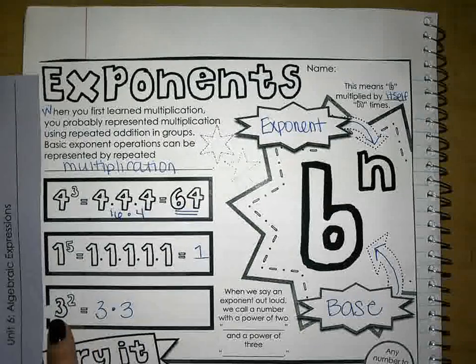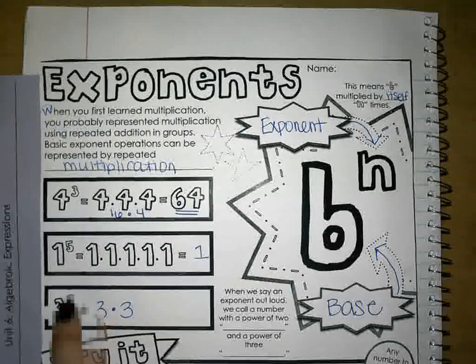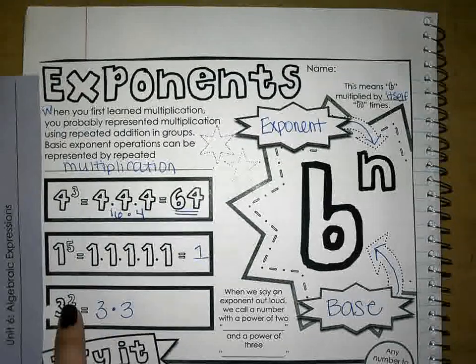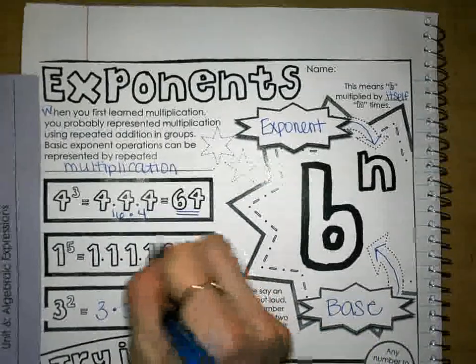So 3 is my base, so that is the number, and I multiply it by itself the number of times I see in the exponent. So it's 3 times 3, which is 9.